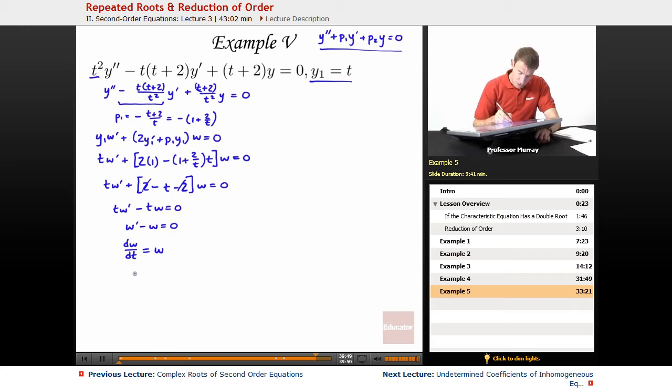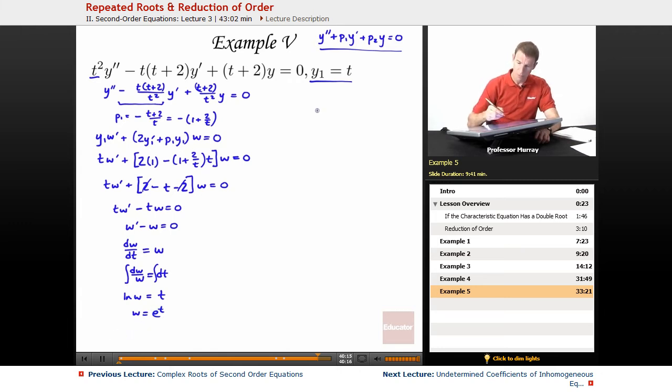So if I multiply both sides by dt, I'll get dt on the right. On the left, if I divide by w, dw over w. So I separated. I got all the t's on one side, all the w's on the other. Take the integral of both sides. Get natural log of w is equal to the integral of dt is just t. So w is equal to e to the t.